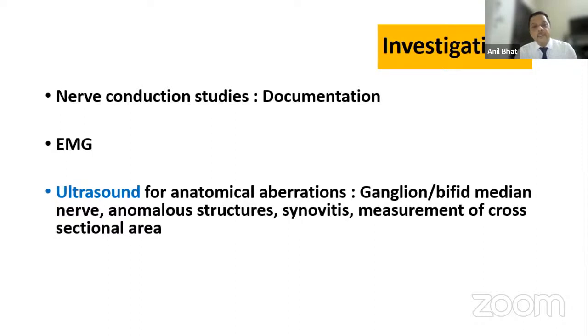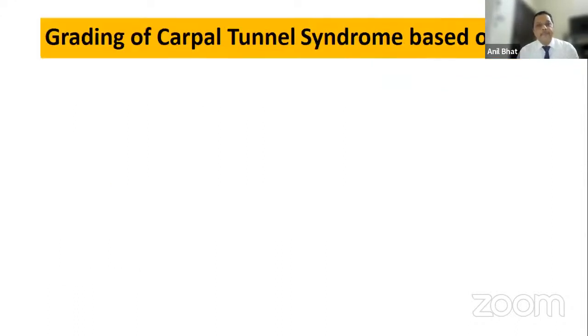And ultrasound basically is checking the abnormal anatomy there. So there could be a ganglion, bifid median nerves, and also we do measurements of the nerve's cross-sectional area before the tunnel, I mean the nerve before it enters the tunnel, and inside the tunnel. So we take a difference there. There are particular criteria for that. And as I said, rarely MRI.